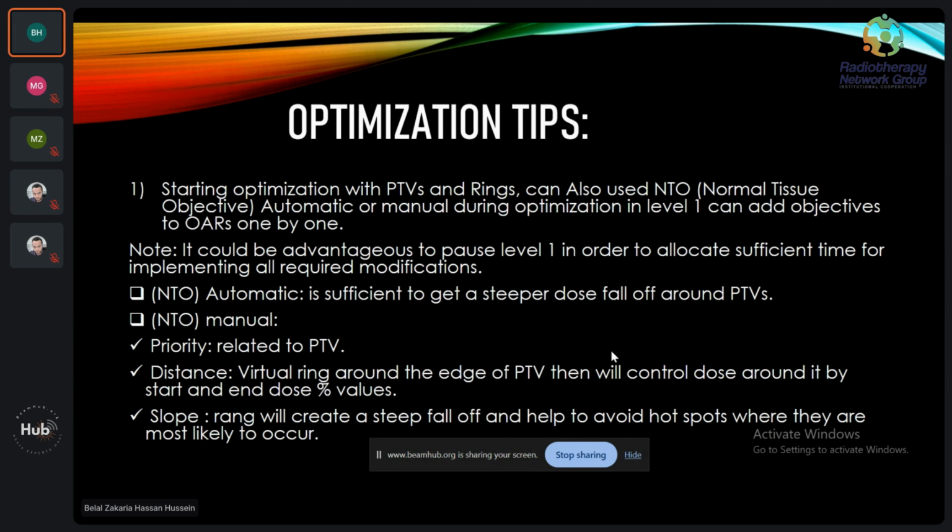Start with BTV and rings. If you start your plan with BTV and rings, put your BTV at 100 and the rings, from my experience creating the nasopharyngeal rings, at 75 or 50, and raise slowly to make the best control for your BTVs.